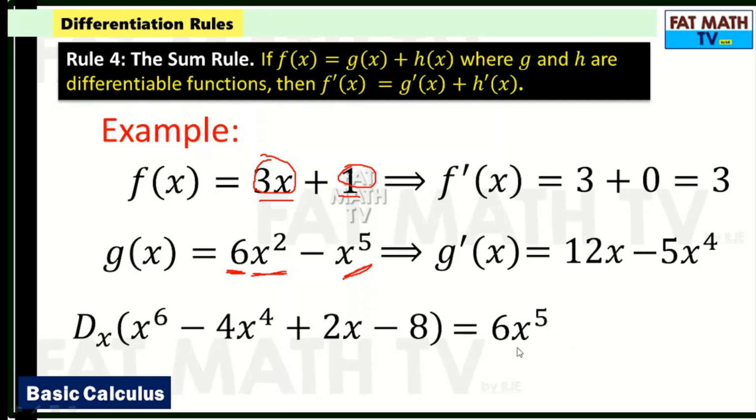Minus the derivative of 4x raised to 4, which is 16x cubed. The derivative of 2x is 2. And the derivative of a constant, negative 8, is 0, so no need to write that. So the derivative is 6x raised to 5 minus 16x cubed plus 2.